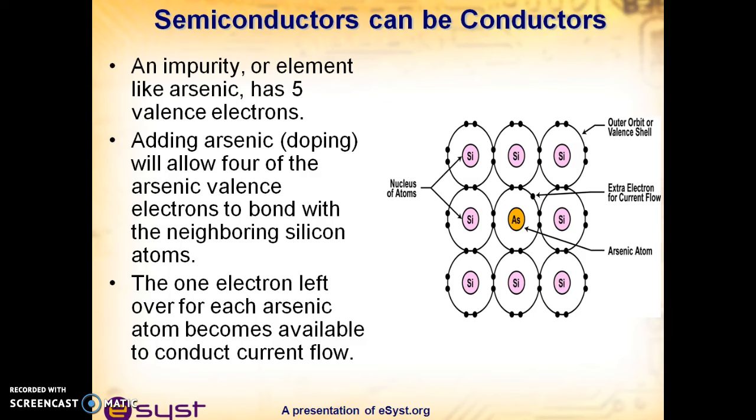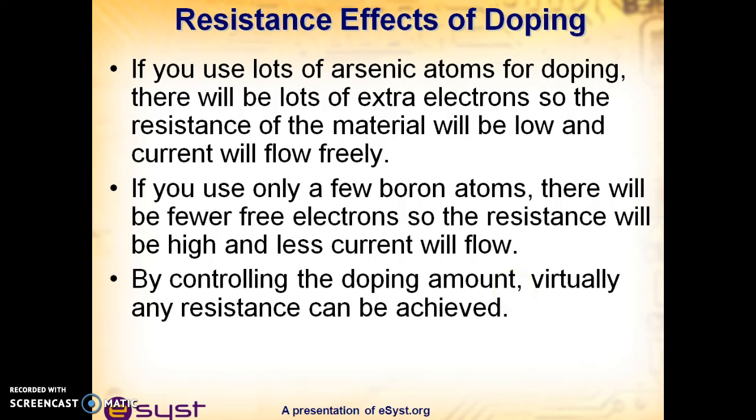Semiconductors can be conductors. An impurity or element like arsenic has 5 valence electrons. Adding arsenic will allow 4 of the arsenic valence electrons to bond with the neighboring silicon atoms. The 1 electron left over for each arsenic atom becomes available to conduct current flow.